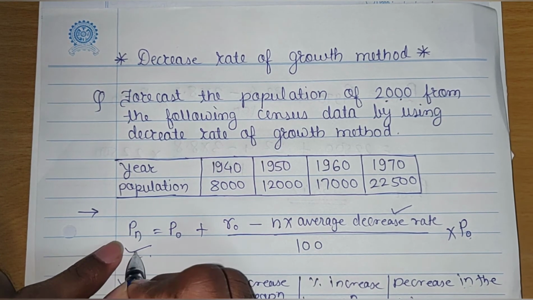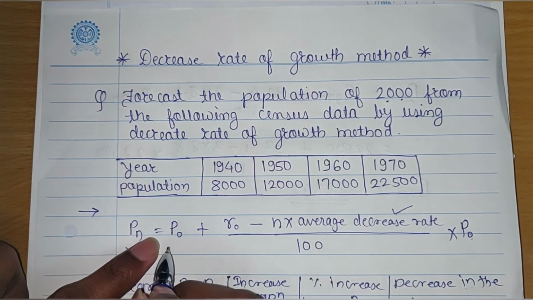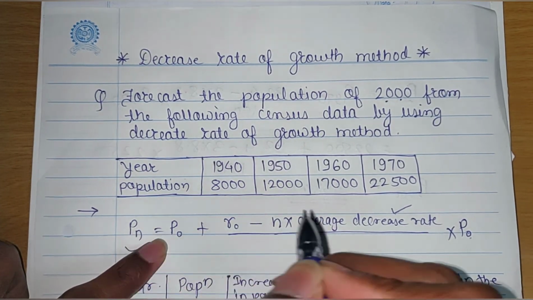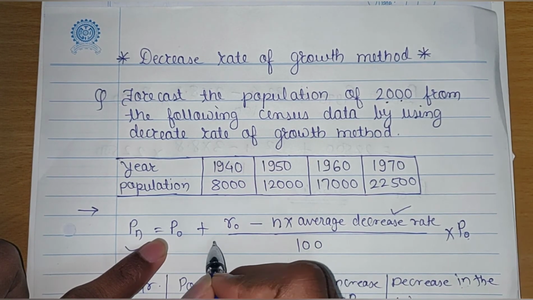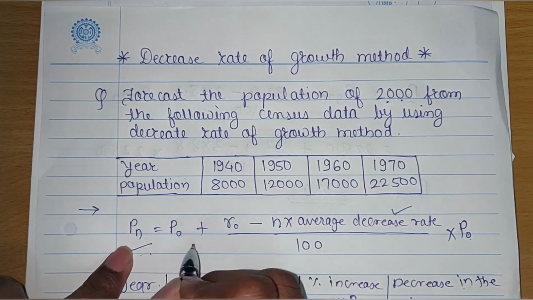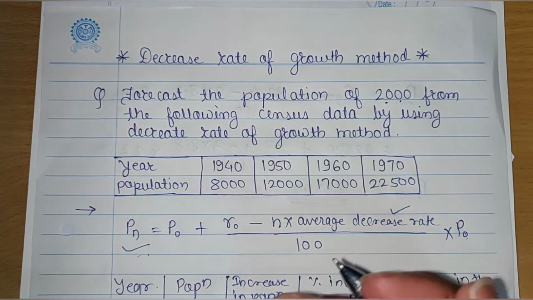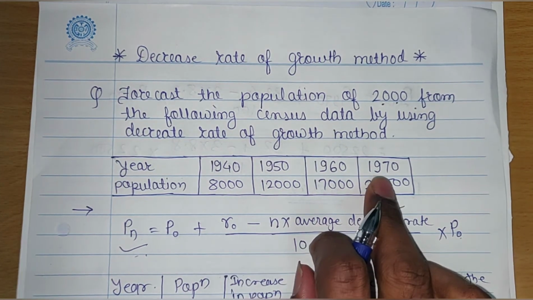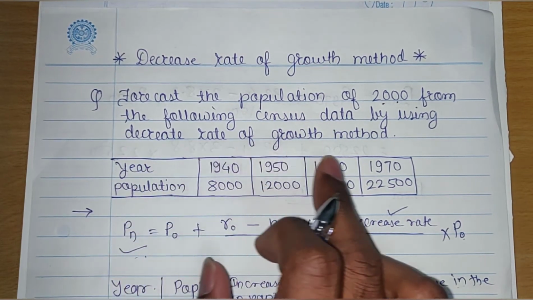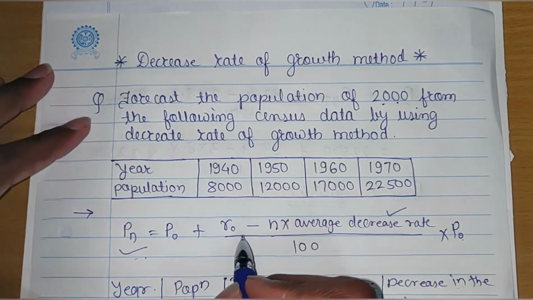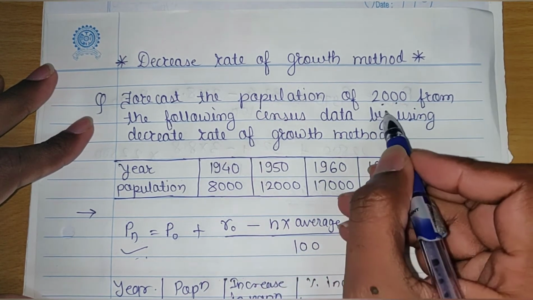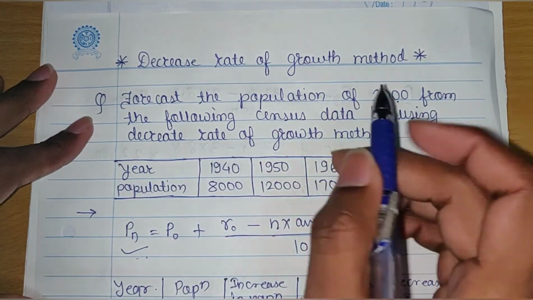So that's why for that purpose we need to find the population. First we need to find the population of 1990. For finding out the population of 1990, we need the population of 1980. That's why by using this formula we cannot directly find the population of 2000 from the population of 1970. In this type of method, that is the decrease rate of growth method, we have to find the population of 1980, 1990, and then we can find the population of 2000. We cannot directly jump to the population of 2000.